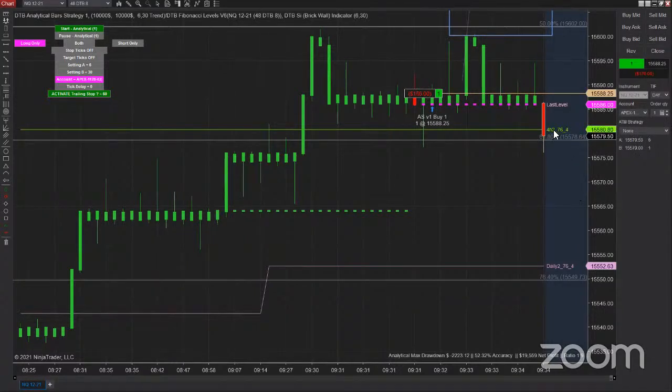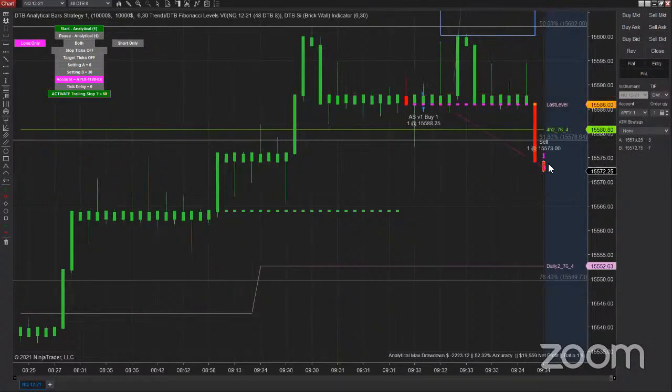So again, coming to retest that 76.4, it did go up and back down again. Okay, so that's pulled out. Not the best start to our session.